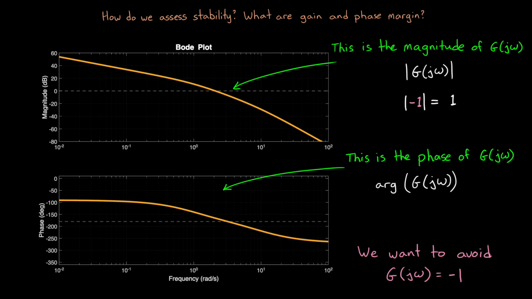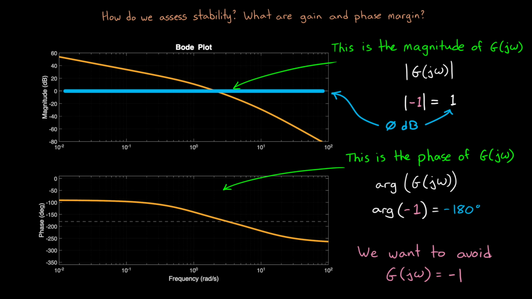Now, the magnitude of minus 1 is just 1, or it's 0 decibels if you're looking at it on a log scale like we do with Bode plots. So half of the problem is just to avoid this 0 decibels line. And then the argument of minus 1 is minus 180 degrees. It's also positive 180 degrees, but for many real systems, we're usually more concerned with the negative phase, since usually systems have delays and lag in the system that add that negative phase. So we want to avoid this minus 180 degree line.